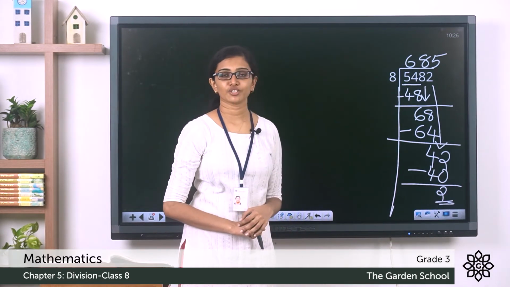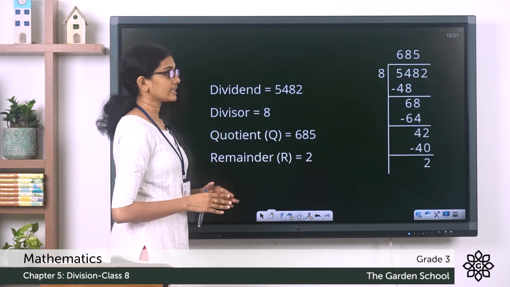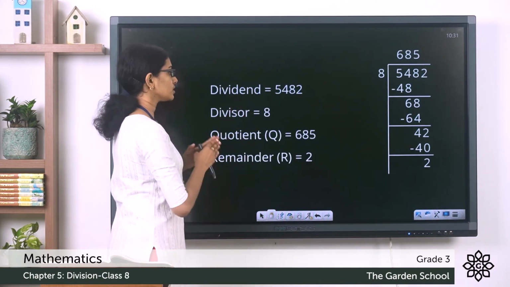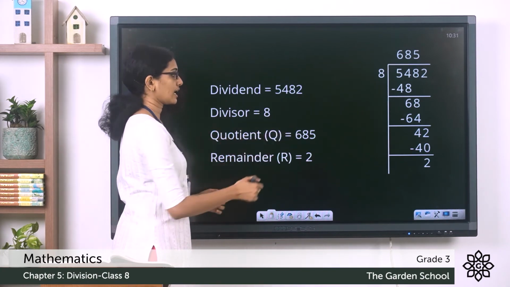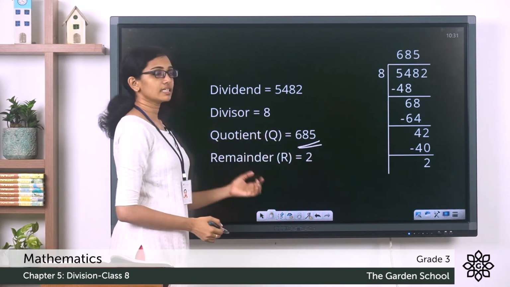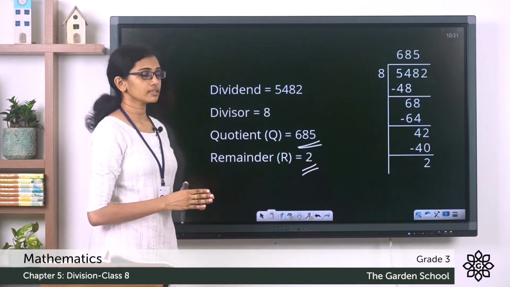Is there any more digit to bring down? No. We can stop the division right there. So we get the quotient as, the quotient is equal to, or the Q is equal to 685, and the remainder is equal to 2. So we are done with the division.